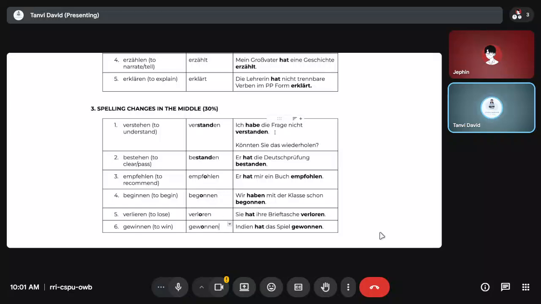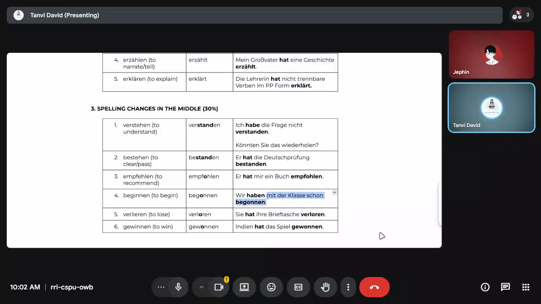Ich habe die Frage nicht verstanden. I have not understood the question. Könnten Sie das wiederholen? Could you repeat that? Er hat die Deutschprüfung bestanden. He has passed the German exam. Er hat mir ein Buch empfohlen. He has recommended a book to me.